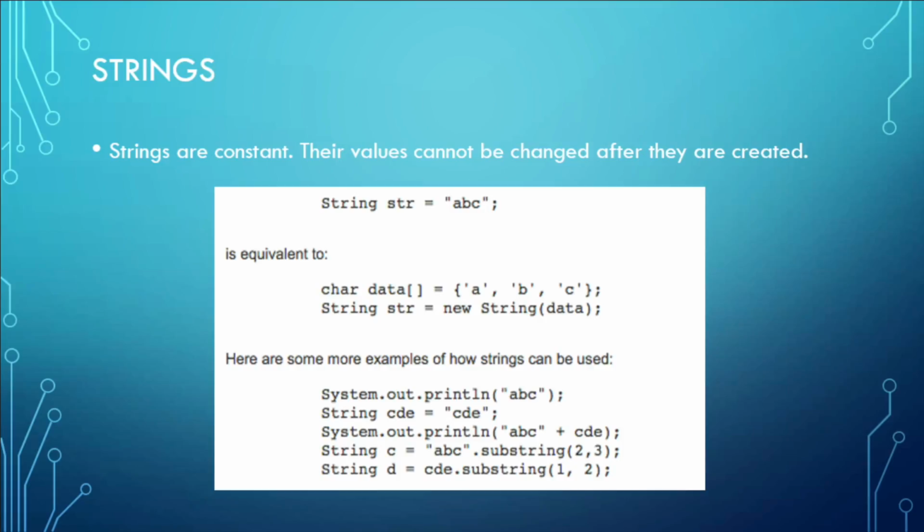Then there's some different examples down at the bottom of how they can be used. We can print out the string. We can set the value of a string just like above. We can print out the actual string plus a variable of a string. And then we can also do different commands to the strings, in this example, like substring, which will take apart different sections of the string to set it to another variable. So there are a lot of different things you can do.